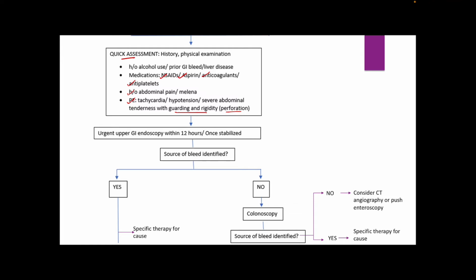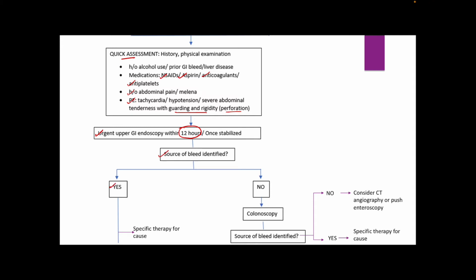On the other hand, the presence of blood clots in the stool, or frank blood or hematochezia, makes a lower GI bleeding more likely. So this quick assessment is very important to find out the possible cause of the bleed. After this quick assessment and stabilization of the patient, an urgent upper GI endoscopy has to be done within 12 hours. In that endoscopy, you will check if the source of bleed has been identified or not.